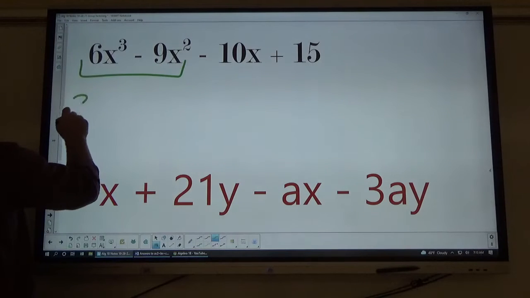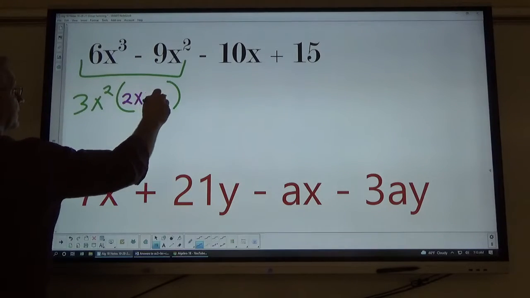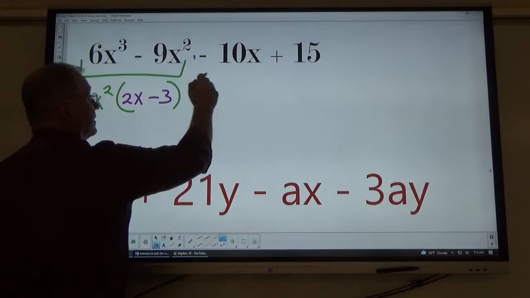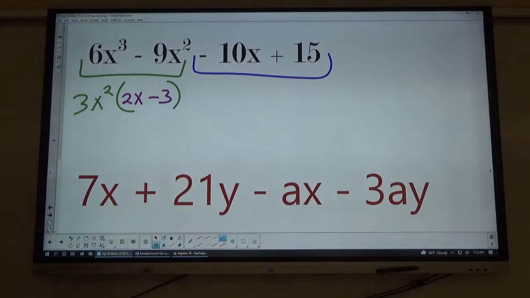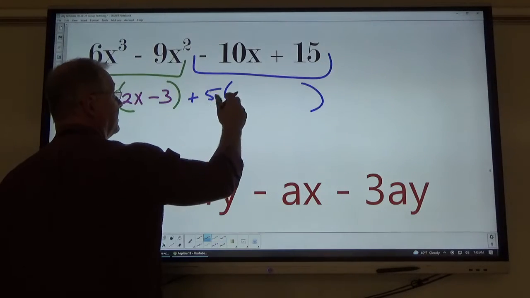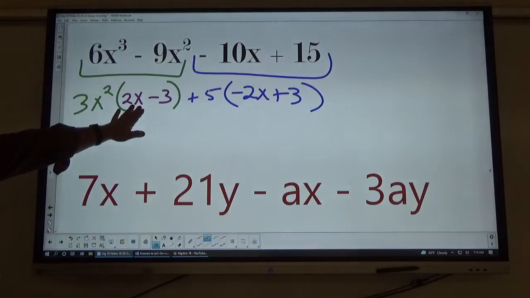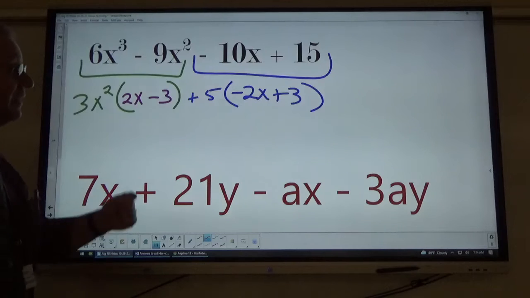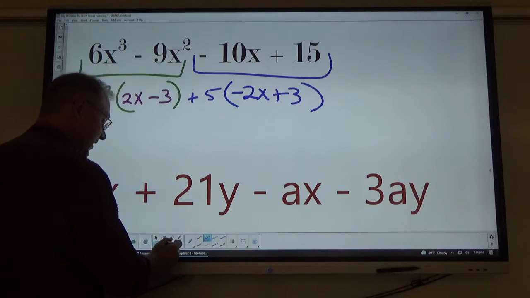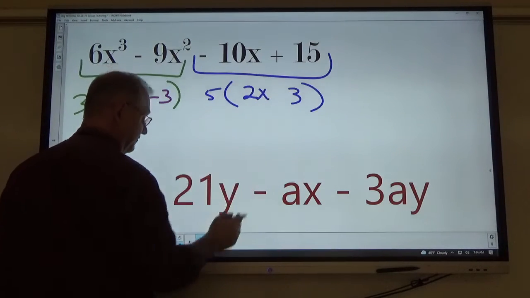This has a 3x squared I can factor out. That leaves me with 2x minus 3 inside. Again, I'm going to factor something out of here. Now, a lot of people will factor out 5, which is what they have in common. The problem is, if you only factor out a positive 5, then what you end up with inside here is negative 2x plus 3, which is not what we have in this one. These two have to be identical. And I need, in this case, not to pull out a positive 5, but I have to pull out a negative 5.